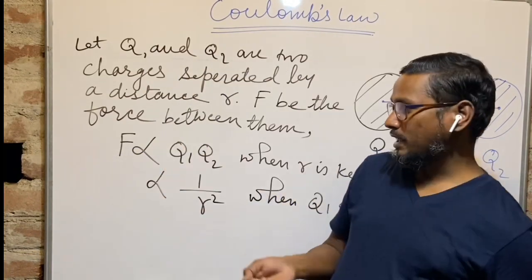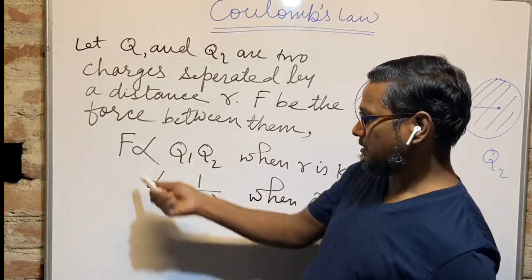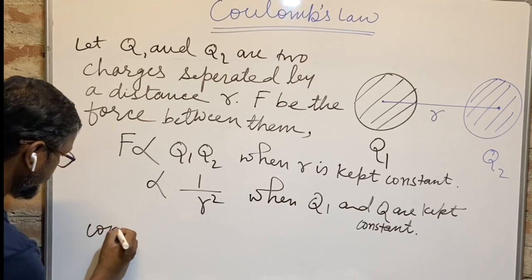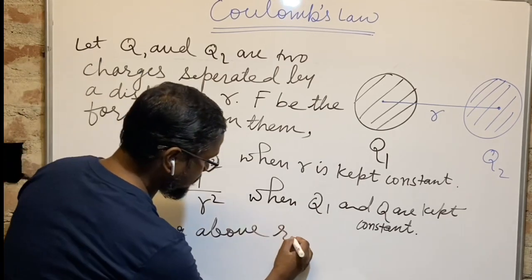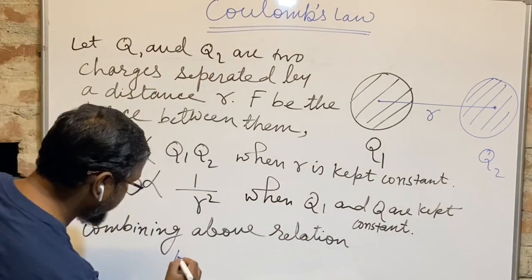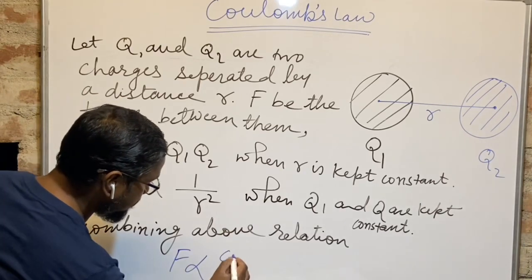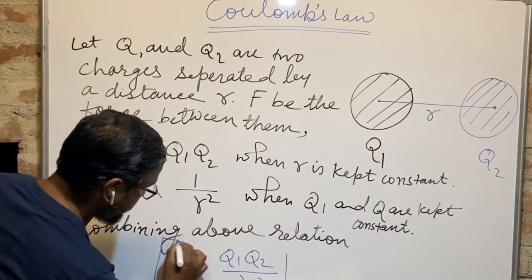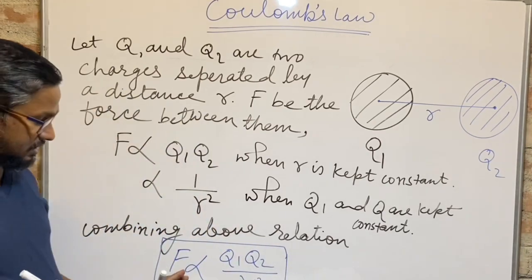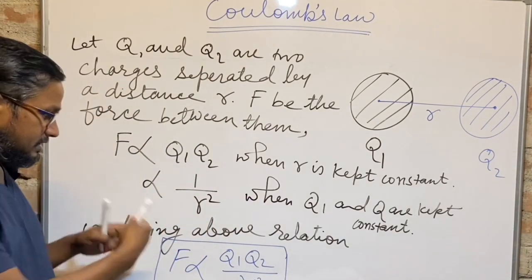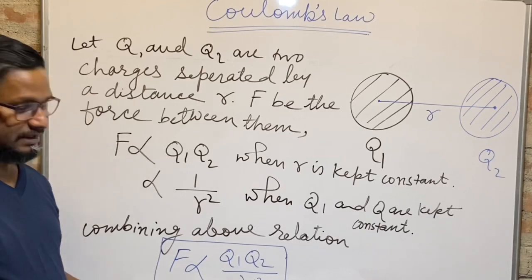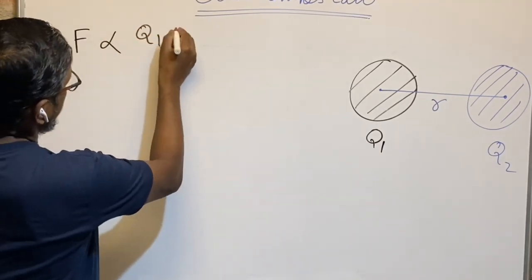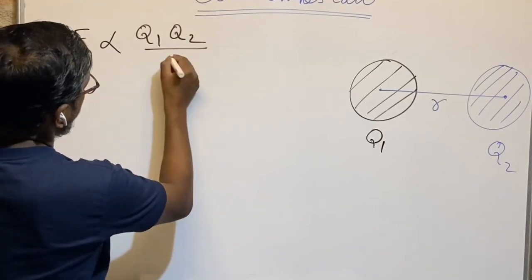By the theory of joint variation, if we combine these two relations, we get F directly proportional to Q1 Q2 by R square. This is Coulomb's law. Still, this doesn't say anything about the force acting between the two charges. F is directly proportional to Q1 Q2 by R square.